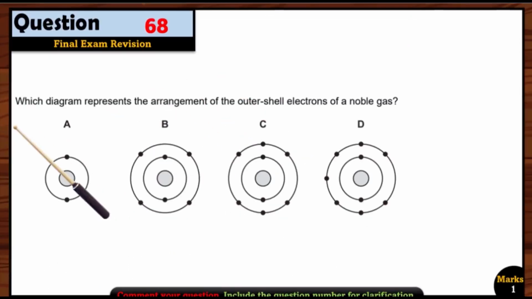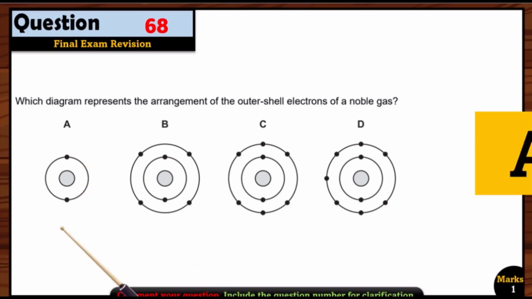Question 68. Which diagram represents the arrangement of outer shell electrons of a noble gas? So it should have 8 electrons in the outermost shell. Okay. None of them have 8 electrons. So we are just left with the helium option, because helium belongs to group 1 and period 1 of the periodic table, and it has only 2 electrons in its first and outermost shell. It has only one shell, so option A is the right option here.